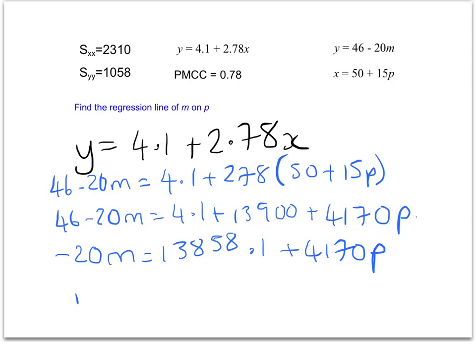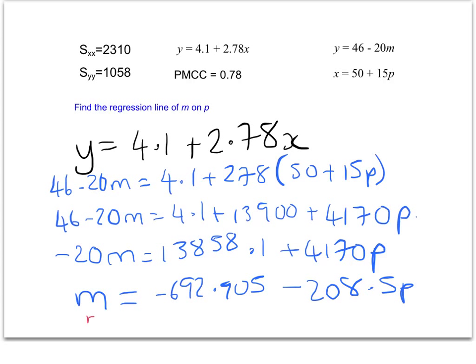And then dividing everything by minus 20, m equals that divided by 20 is minus 692.905, and then minus 4170 divided by 20, 208.5p. But the final answer, we always give it to three significant figures, so it would be minus 693 minus 209p, using three significant figures for the intercept and three significant figures for the gradient.